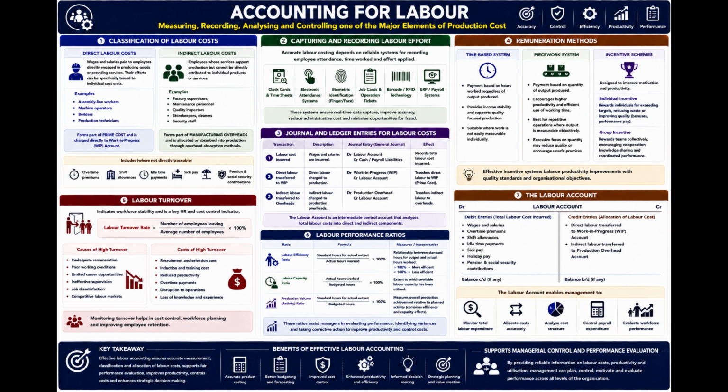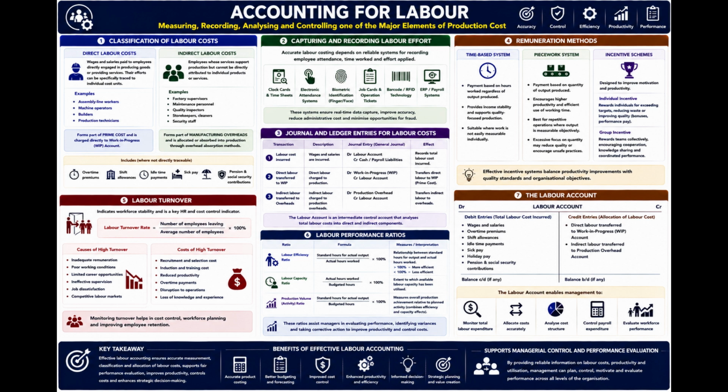Labor accounting requires appropriate journal and ledger entries to record labor costs and allocate them correctly. When wages are incurred, the labor account is debited and cash or payroll liabilities are credited. Direct labor costs are subsequently transferred by crediting the labor account and debiting the work in progress (WIP) account, reflecting their direct contribution to production. Indirect labor costs are transferred from the labor account to the production overhead account, where they are accumulated with other indirect manufacturing costs before overhead absorption. The labor account therefore acts as an intermediate control account that analyzes total labor costs into direct and indirect components, ensuring accurate product costing and financial reporting.